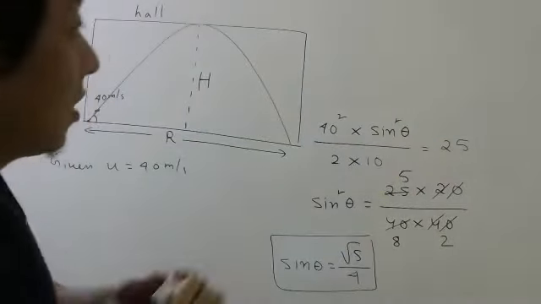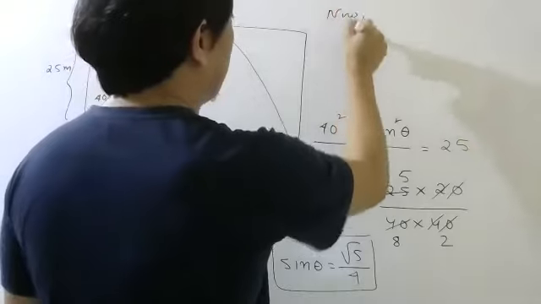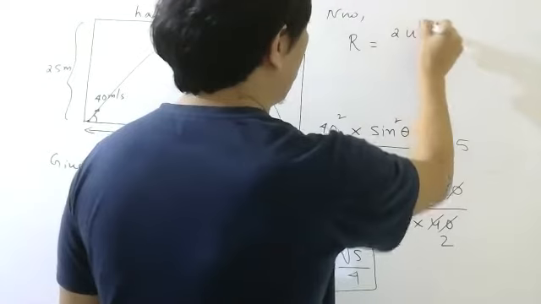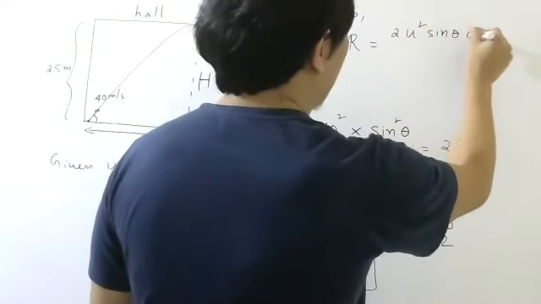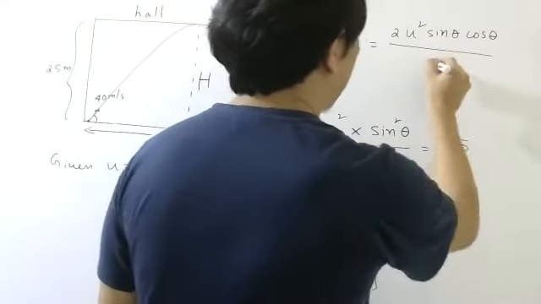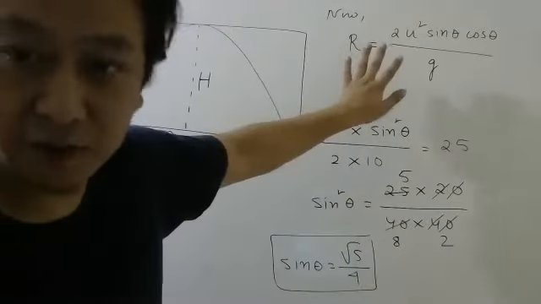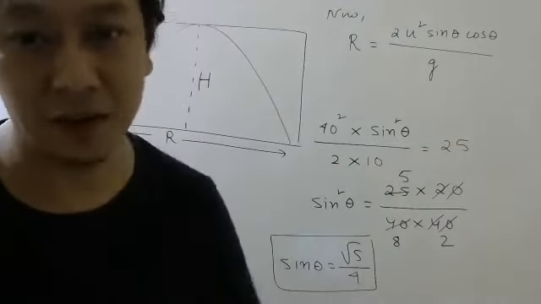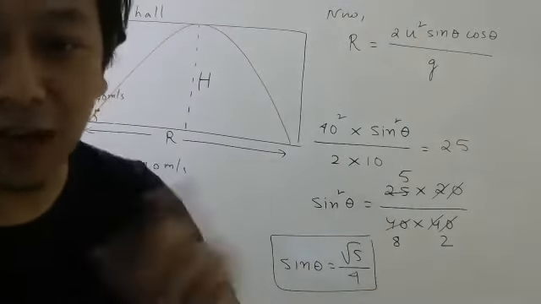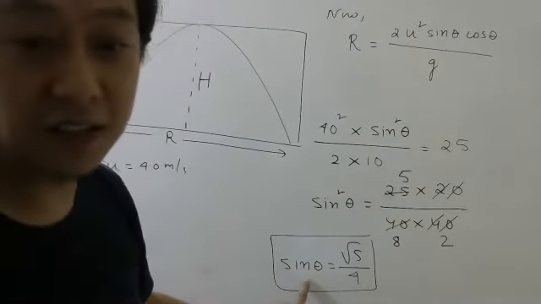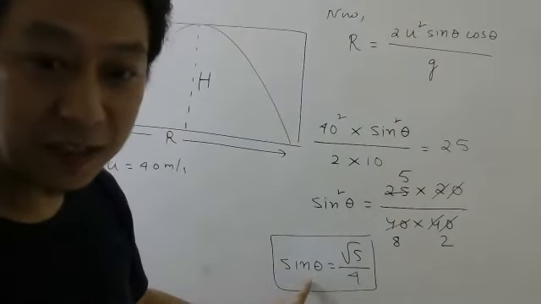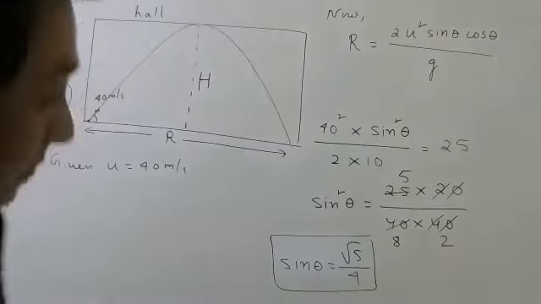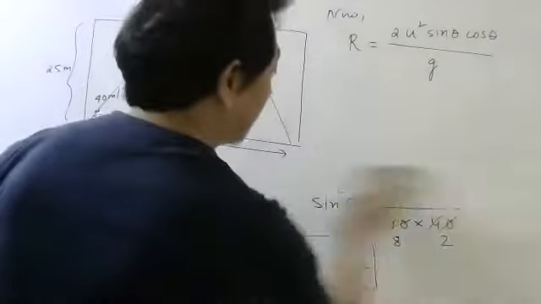Now what is the formula for R? Now maximum horizontal distance. I will use the other formula: 2u square sine theta cos theta by g. I can use this formula also, right, students? Because from here only we got the other one, which was sine 2 theta. So I will not use sine 2 theta because I know sine theta, right? So using this sine theta, I can substitute here directly, and cos theta we can calculate.